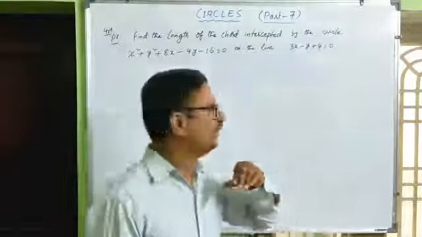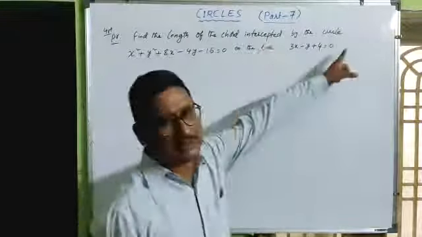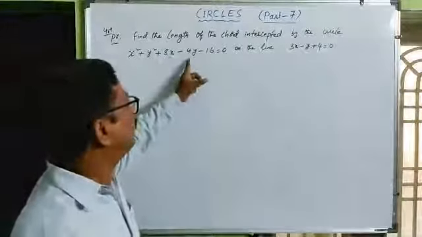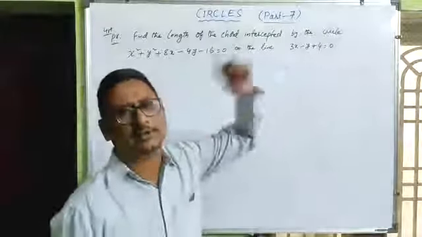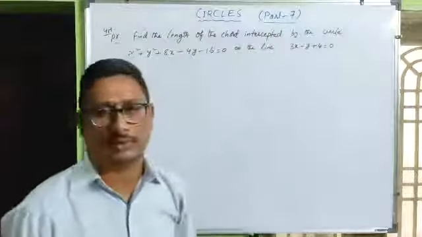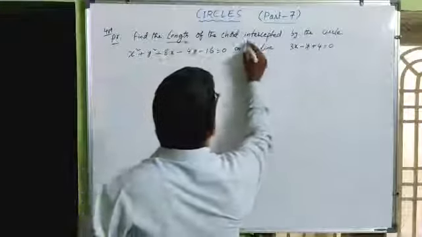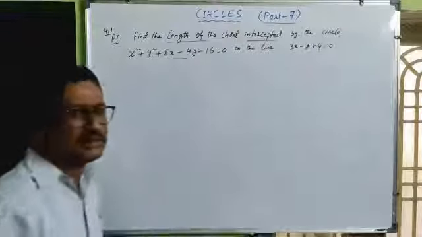Okay. So the problem is: find the length of the chord intercepted by the circle x square plus y square plus 8x minus 4y minus 16 is equal to 0 on the line 3x minus y plus 4 is equal to 0. So we have to find the length of the chord intercepted by the circle and the line. So what is the length of the chord?